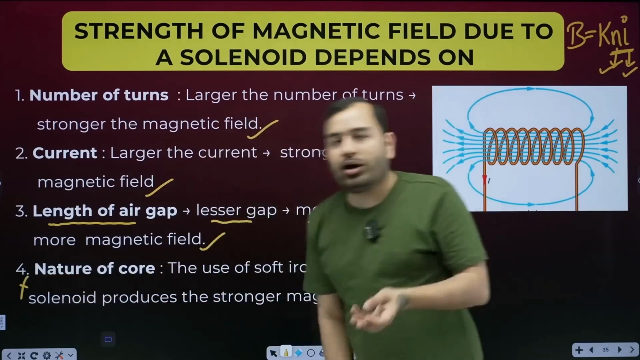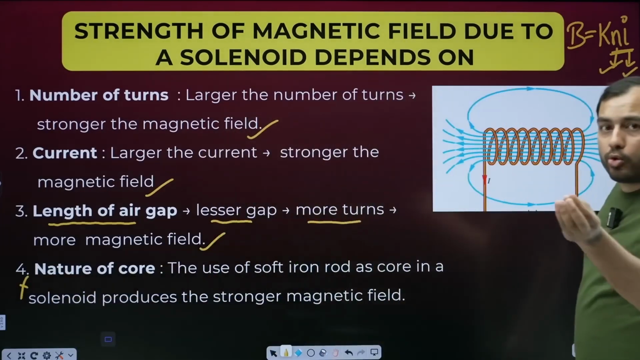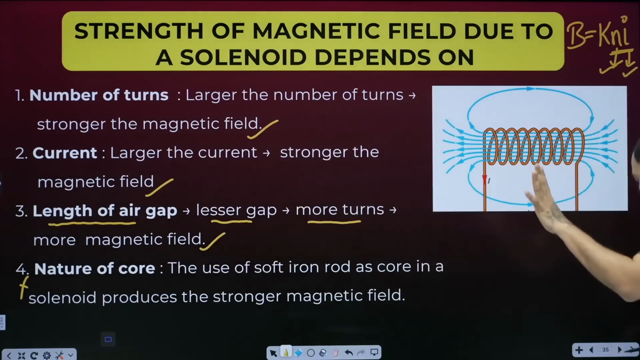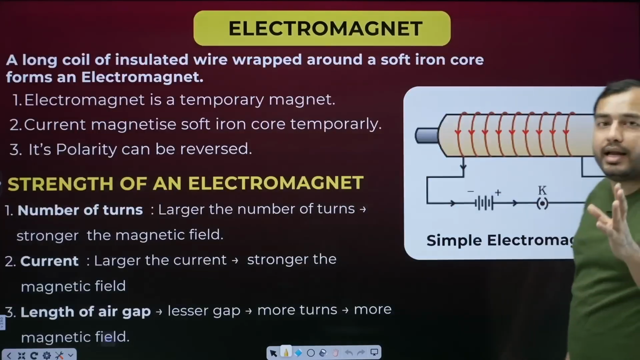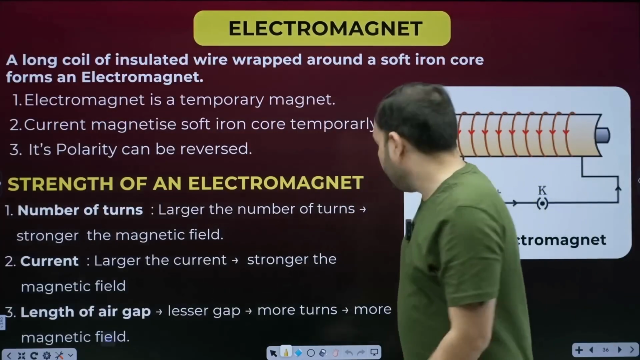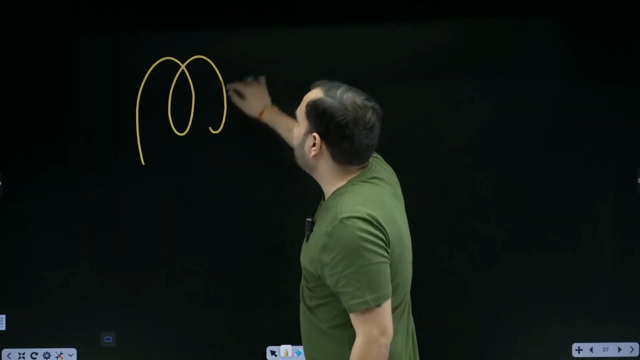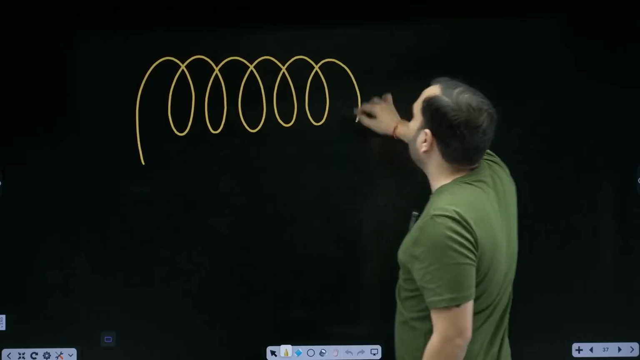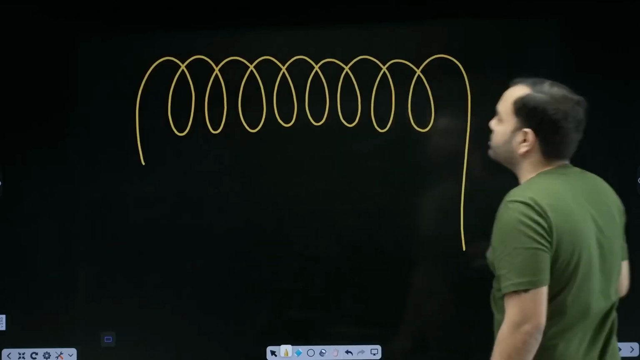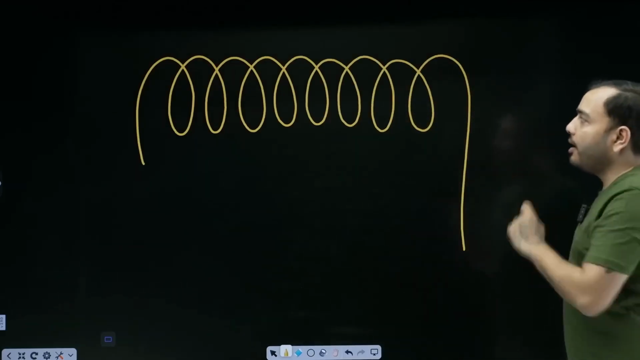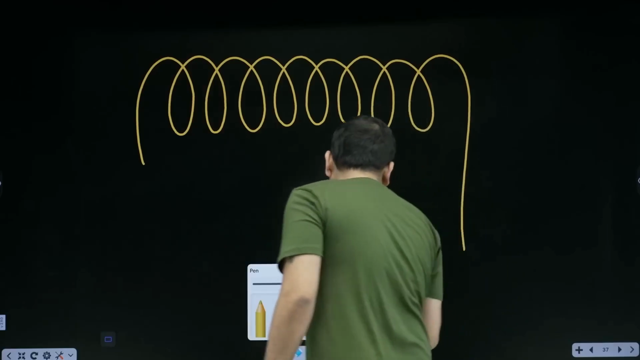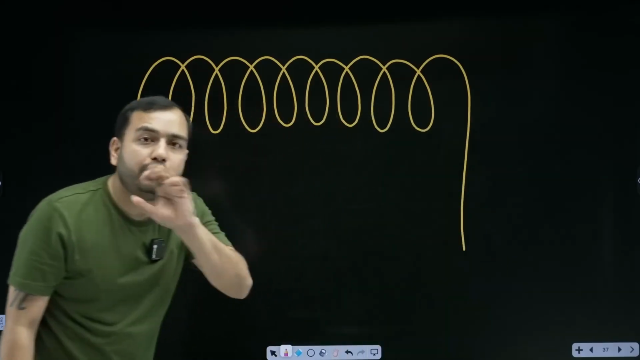Leave the fourth point, this is not correct. They will explain it later. Nature of core. Core is coming up next. Is solenoid clear? Come on, let's explain now. Electromagnet. The solenoid you saw, what was it? It was a spring like this. This is wire. I made it a coil of many circular turns, right? Now if I do one thing in the middle of this, I'm getting some magnetic field from this.